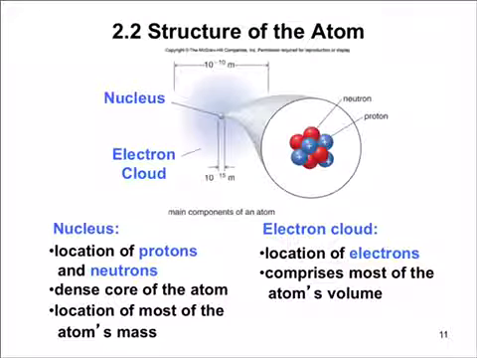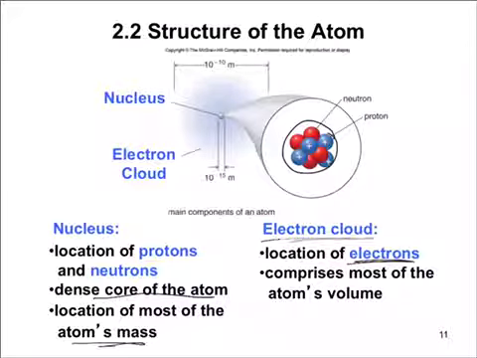The structure of the atom is that the neutrons and protons are stuck in the nucleus, okay? This is a dense core of the atom. That's where the mass of the atom really is going to lie, okay? And the electrons are actually on the outside in this electron cloud. And this cloud comprises most of the volume of the atom.